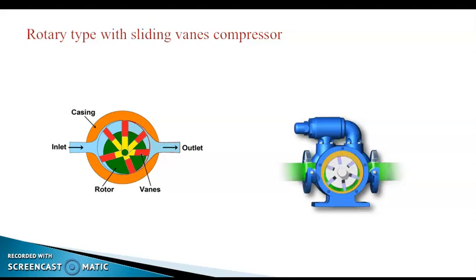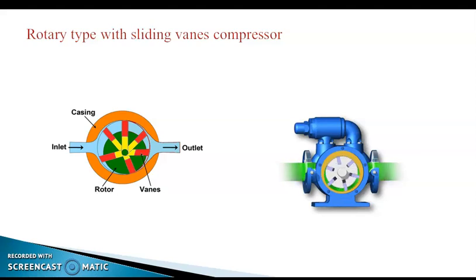In the last video, I explained the single stationary blade type rotary compressor. Now I am going to explain the second type of rotary compressor. As I said, there are two types of rotary compressor: the first is the single stationary blade type, and the second is the rotating blade type rotary compressor. So let's start with the rotary type sliding vane compressor.